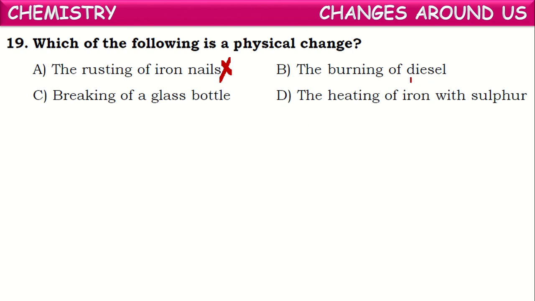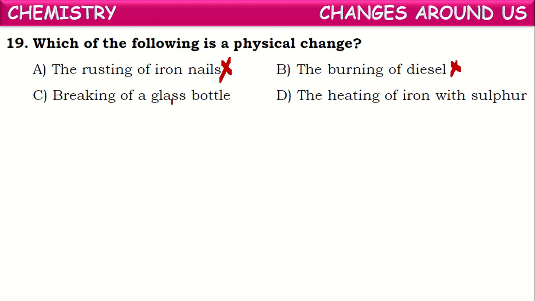Not only diesel, when fuels like diesel and petrol are burnt, they produce carbon dioxide and water vapor as the products into the atmosphere along with the heat energy. But from these products, we cannot get back this diesel and petroleum. So it is an irreversible chemical change. What about the next one? Breaking of a glass bottle. If you break a glass bottle, it becomes pieces of glass.